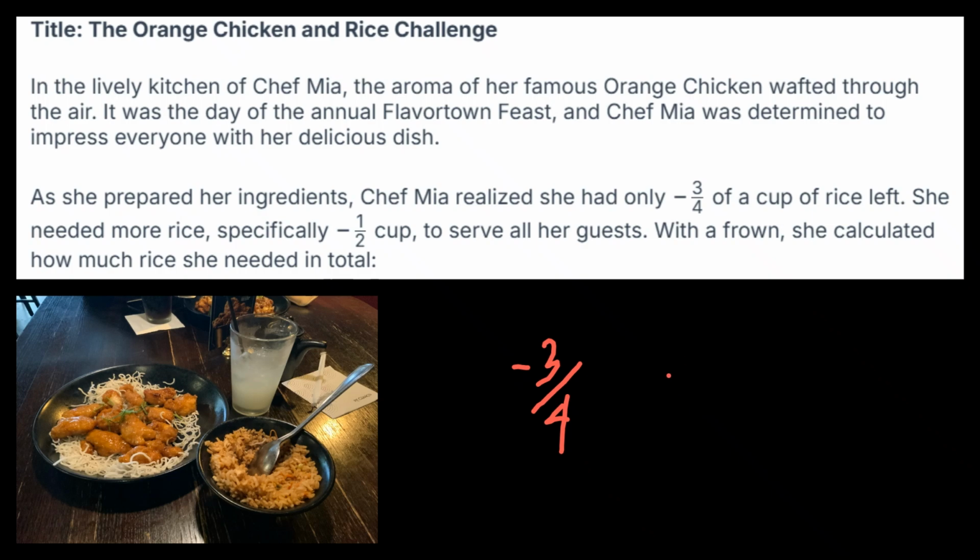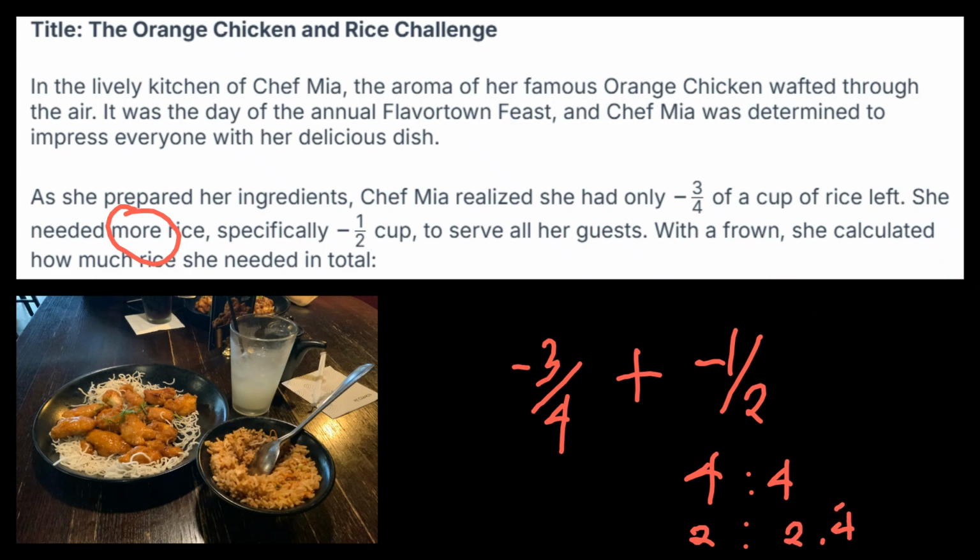And she needed more. So when you say more, we need to add, right? Add negative 1/2 cup. All right, so we need to add negative 1/2 cup. Of course, how do we do this? We need to list the multiples of 4 and 2 to get our common denominator. So for 4, we have 4, and for 2, the multiples of 2, we have 2, 4.